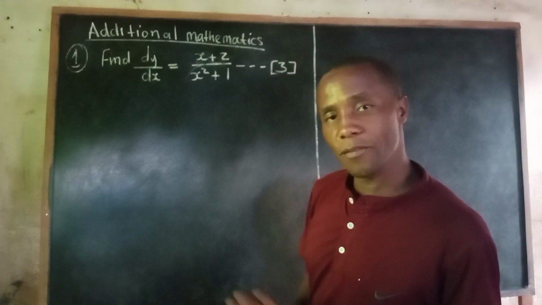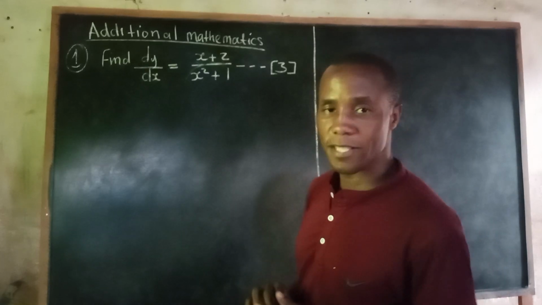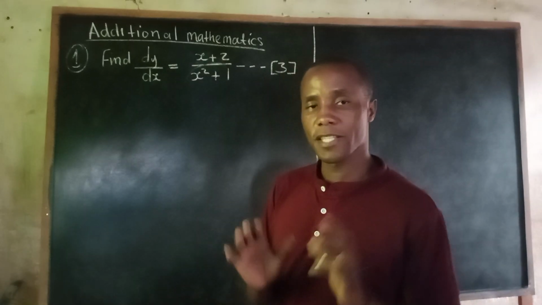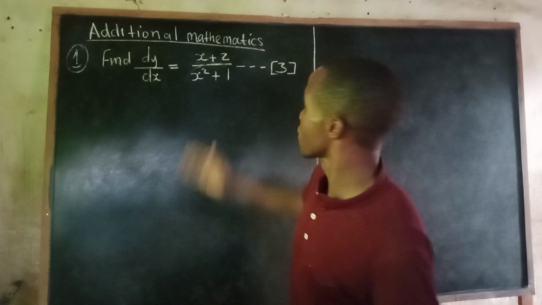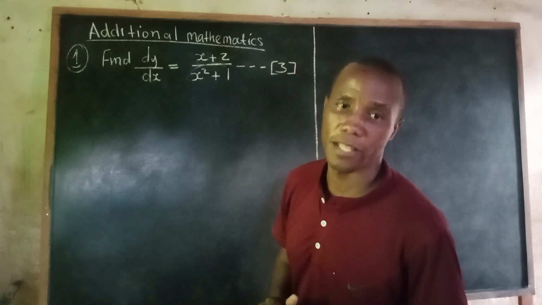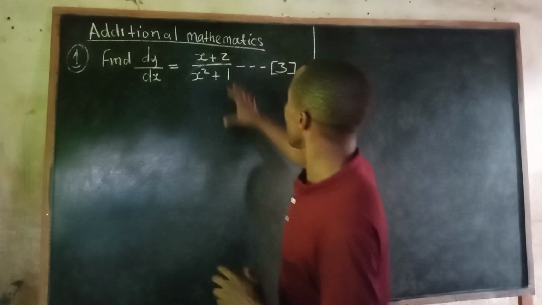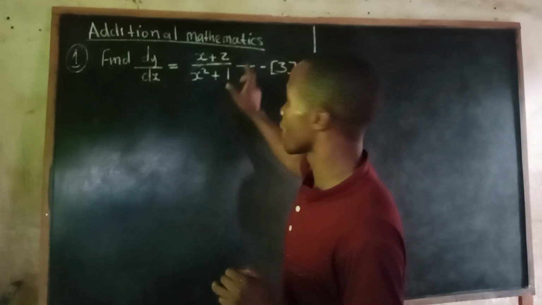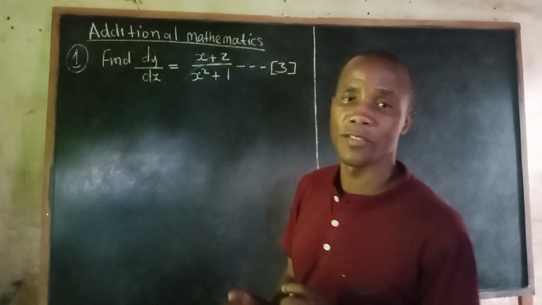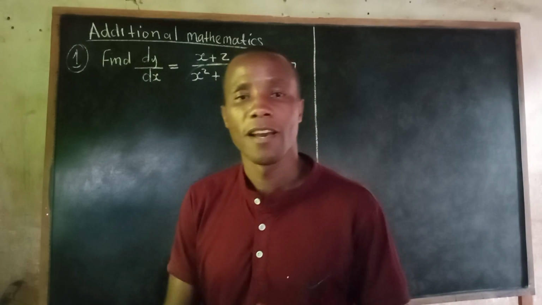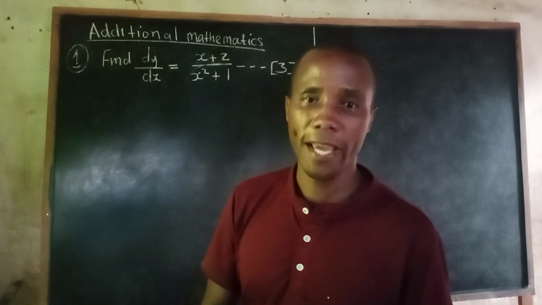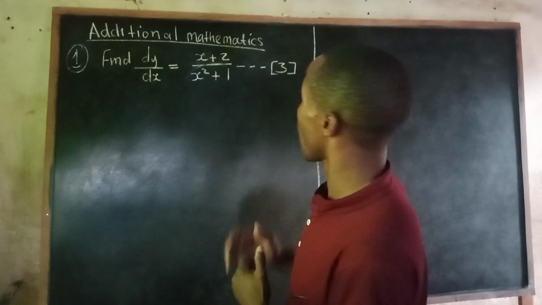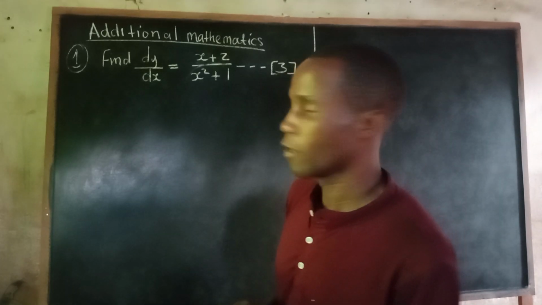We have different rules in calculus that we can use to differentiate certain functions. This is a radical function, so the only rule that we can use to differentiate it is the quotient rule. Let us introduce that rule and see how best we are going to move.